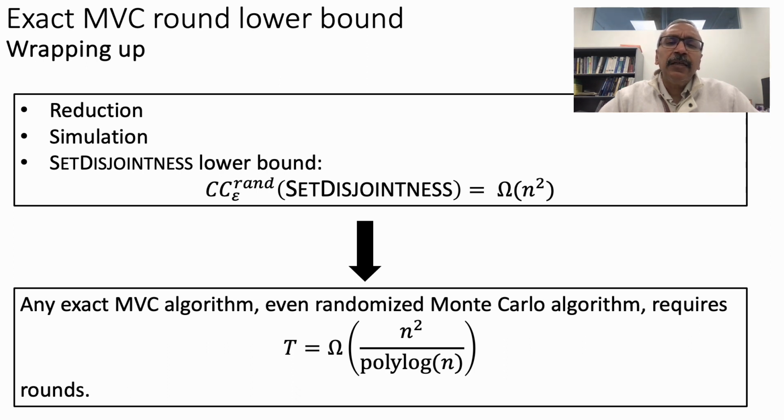Note that the fact that the Vx-Vy cut is small, specifically polylog n edges, is quite critical for this argument to go through.